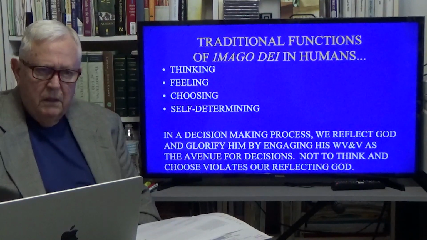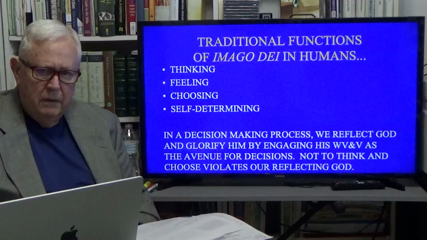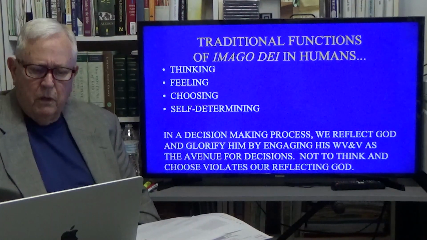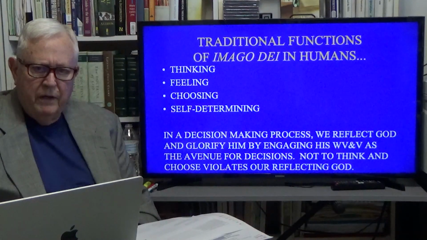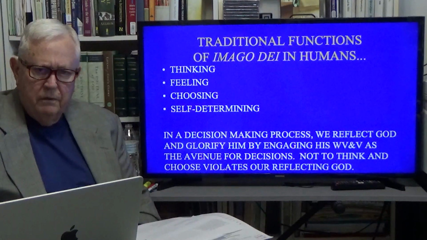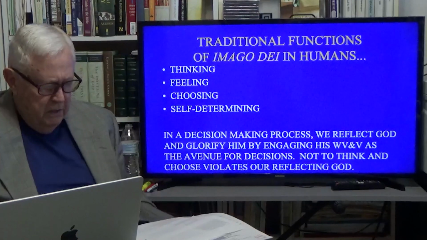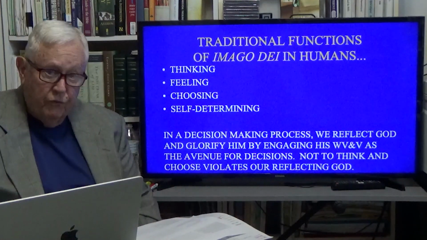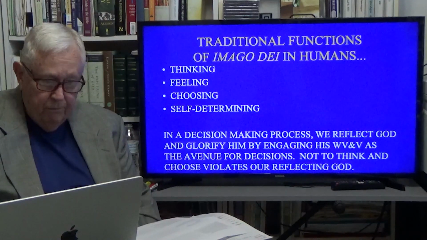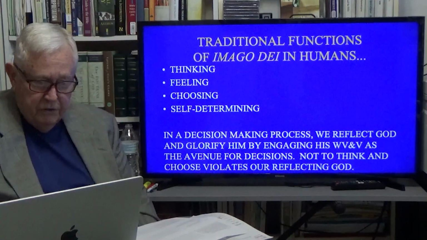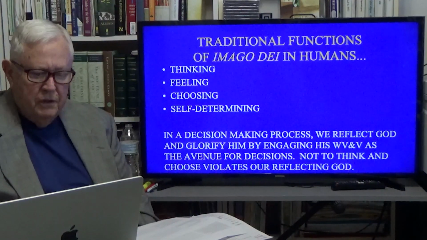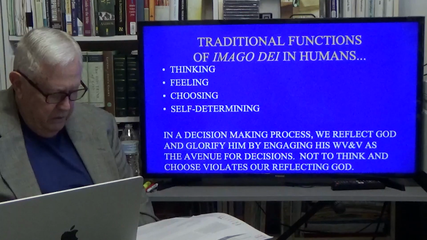In other words, if we say, oh, whatever, or we just abandon searching for answers to our questions, we're not glorifying God. We're insulting God. God created us to reflect him in our search, both for him and for other things as well. Those are the traditional functions of that Imago Dei in humans.